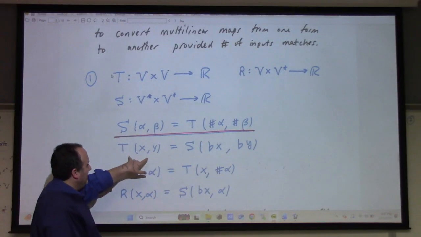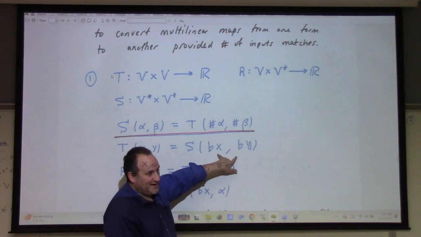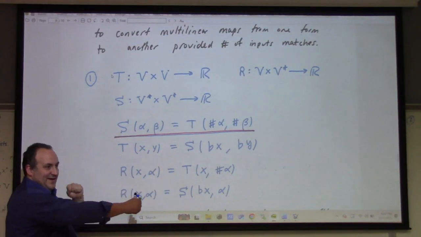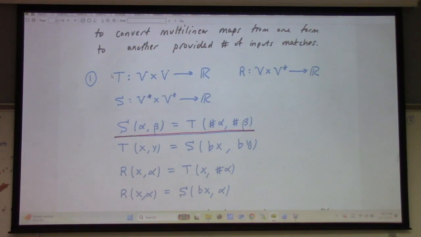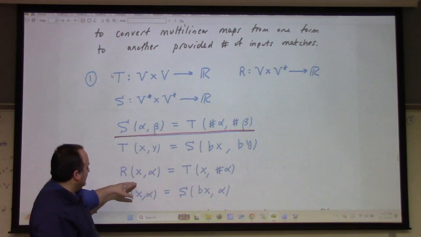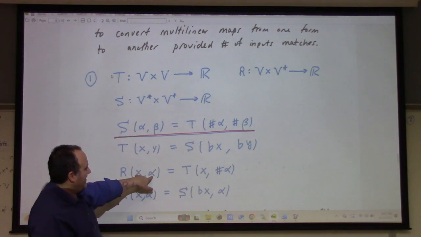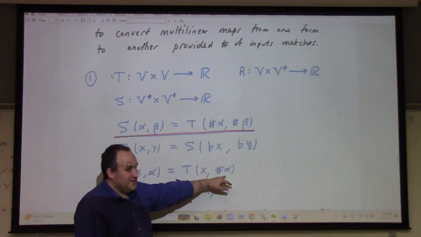Or vice versa, I can take vector inputs and convert them into dual vector inputs and feed that to S. See, so I can go between, and you can do this with mixed things too. Like if I had R from V cross V dual to the reals, I could understand that as T of, well, leave the X alone, but sharp the alpha.